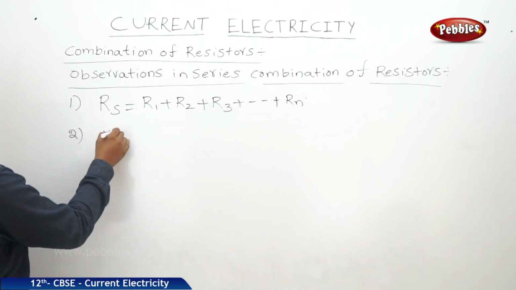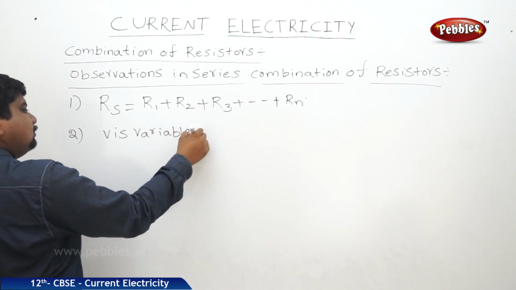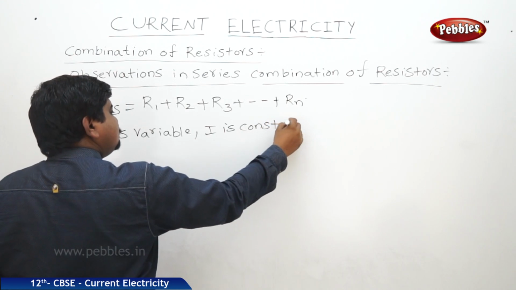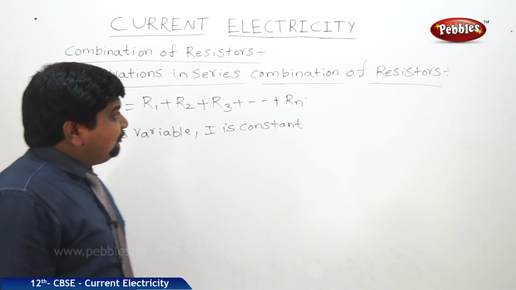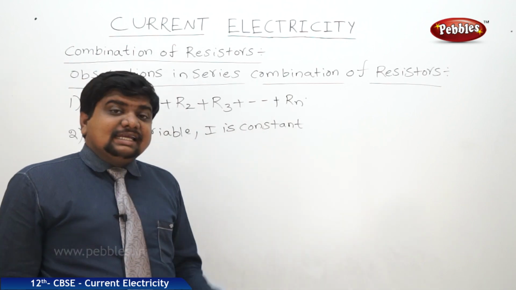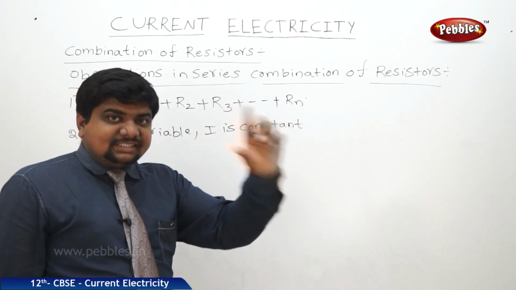Second one, V is variable but I is constant. Third one, which is very important, the effective resistance in the series combination of resistors is always greater than the greatest individual resistor.